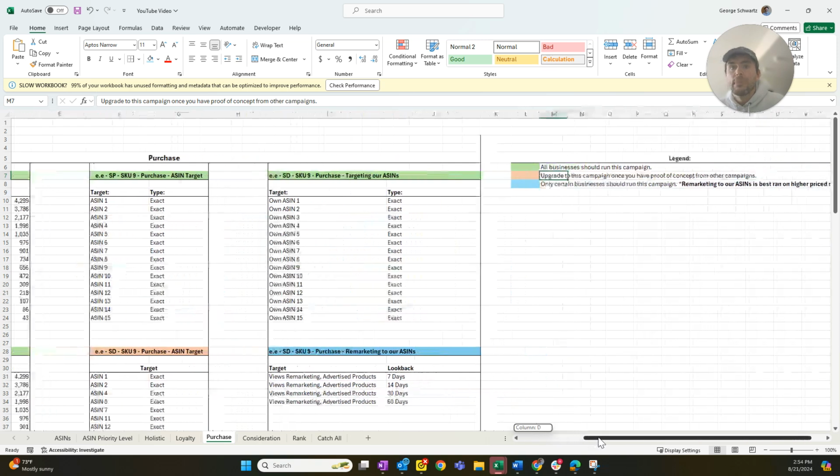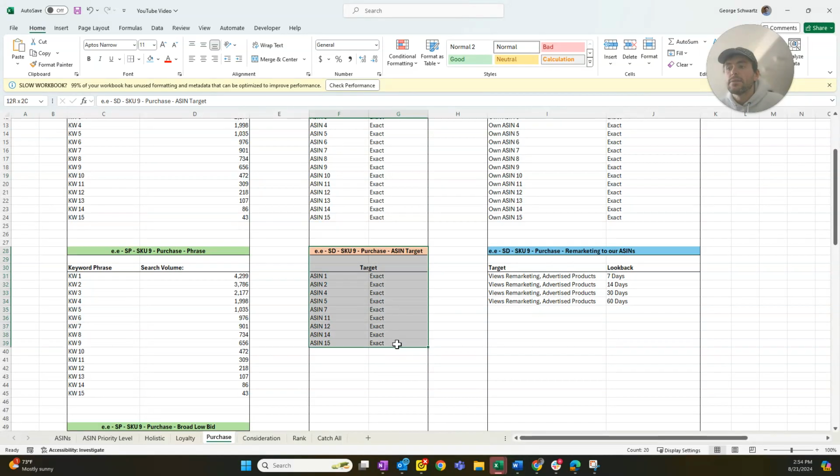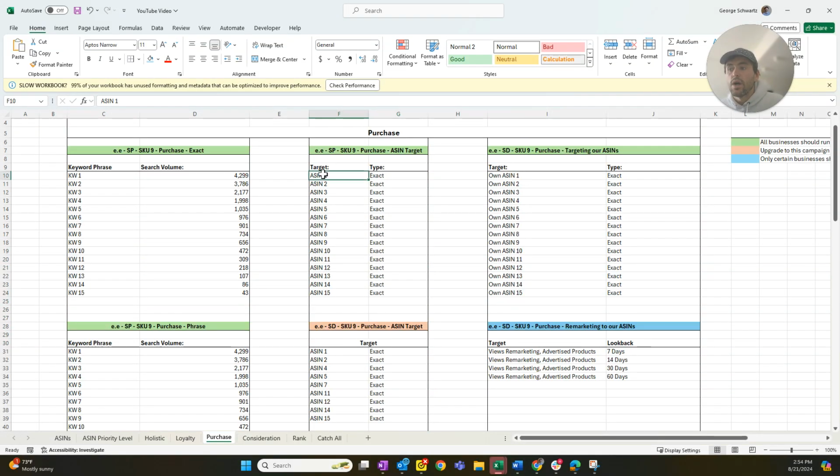Now, what you can do, this orange one, is kind of an upgrade to this campaign once you have proof of concept from other campaigns. What you can do is you can go ahead and say, hey, Sponsored Display, purchases ASIN targeting. We're seeing good success with ASIN 1, ASIN 2, ASIN 4, ASIN 5, 7, and some of these, right? You can say, hey, we're getting good return on those, so we want to appear in them more often. And Sponsored Display is going to have inventory directly on the top of the fold on that listing. So you're going to have that little banner, you're going to have below the add to cart and a little bit to the left of the add to cart, where you can go ahead and add in that additional inventory to generate some more profitable sales and traffic.